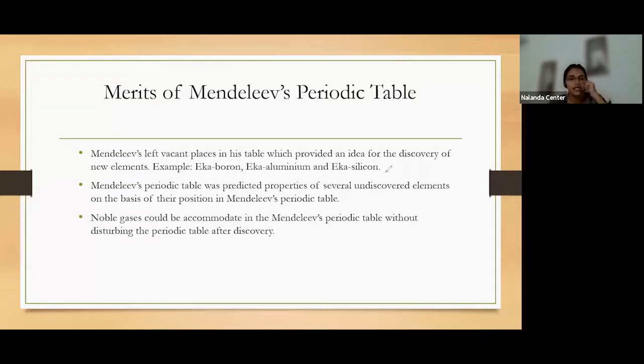The first thing is that he left vacant spaces. The second thing is that he predicted the properties of undiscovered elements. And the third thing is that the noble gases, when they were discovered later, could be fit into the periodic table without disturbing any other members of the periodic table.